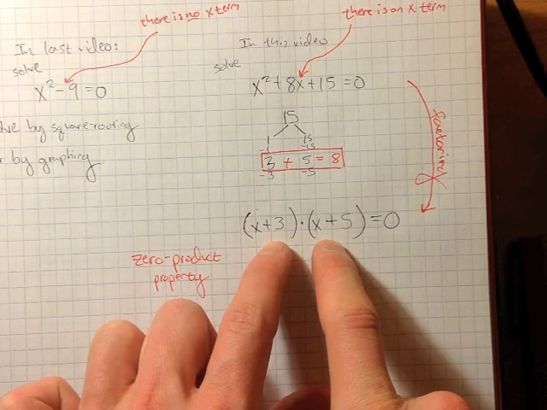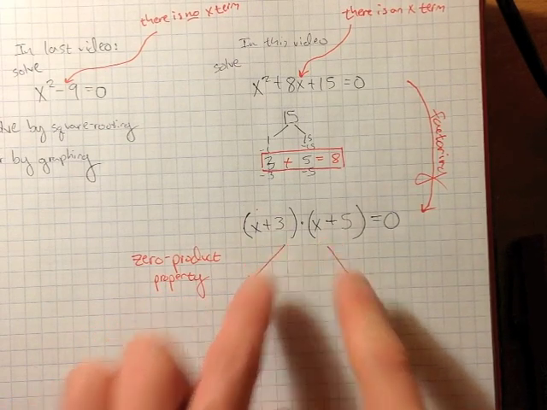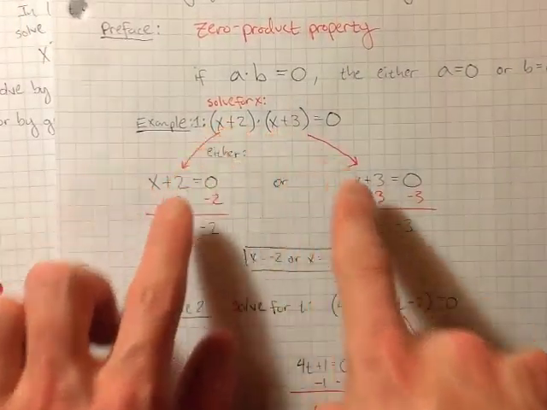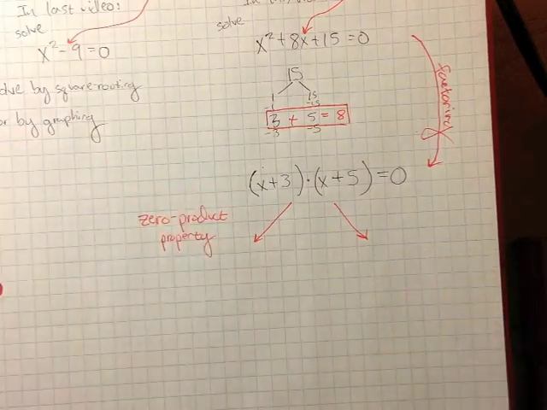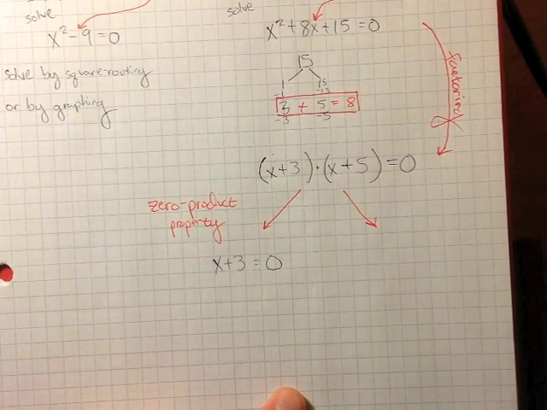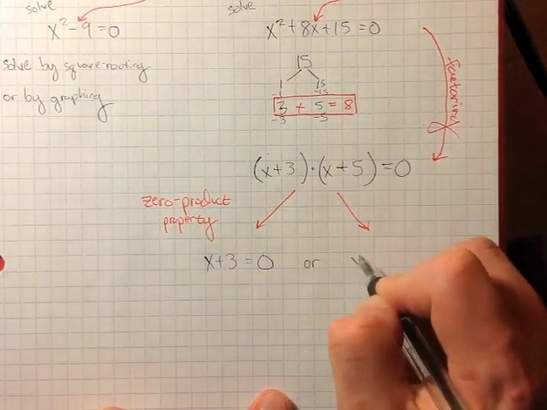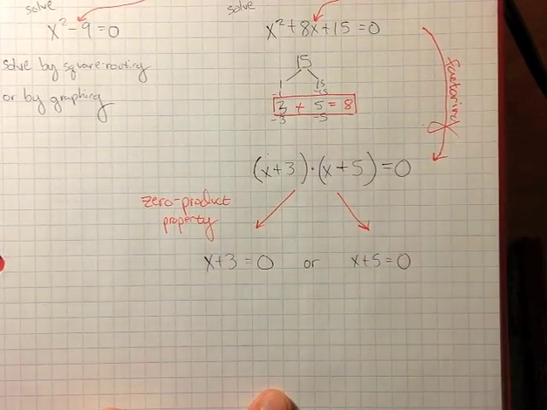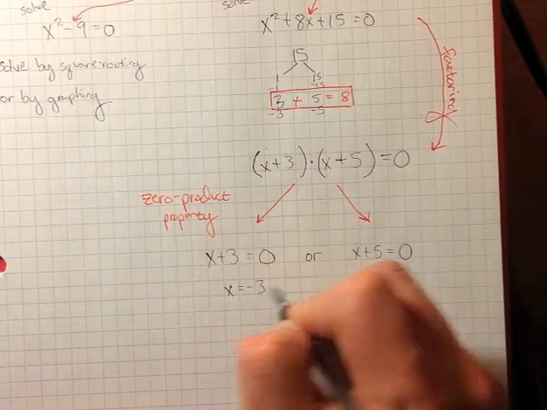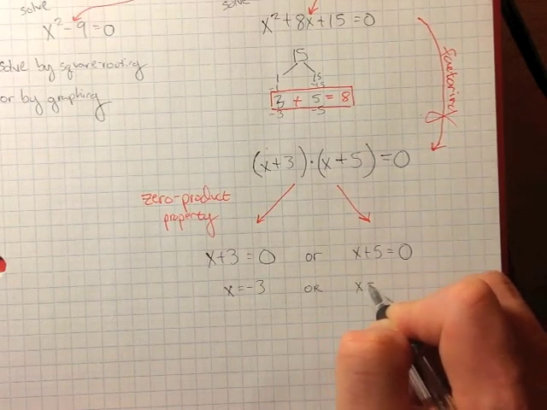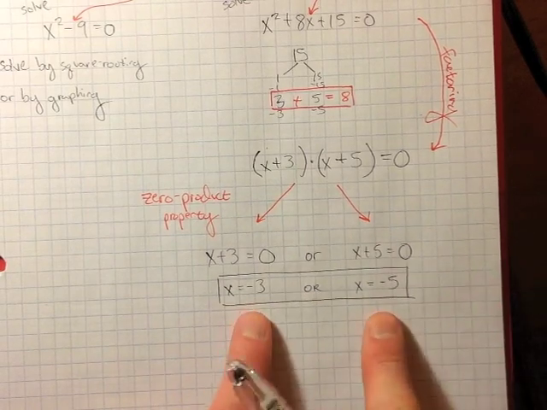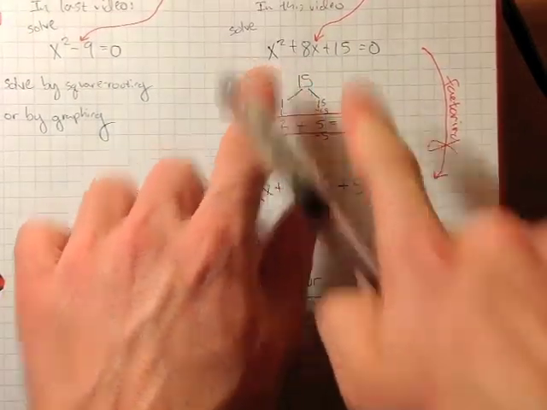And now, in order to continue solving it for x, we split it into two equations using the zero product property. The zero product property says that either x plus 3 is 0 or x plus 5 is 0. And so from here, clearly, you can see that either x equals negative 3 or x equals negative 5. Those are the two numbers that will make that equation true.